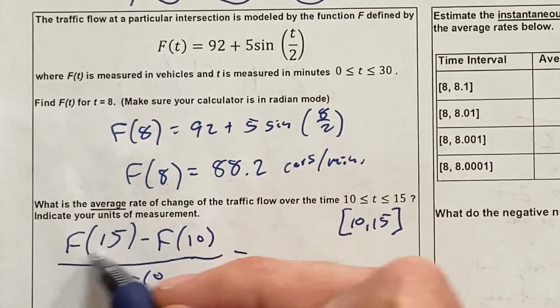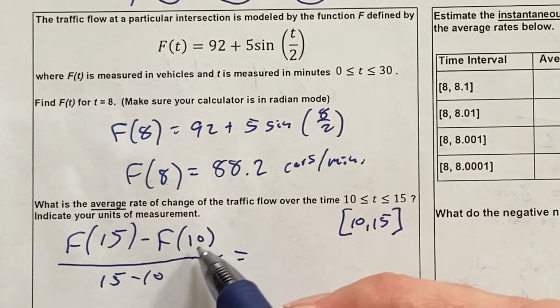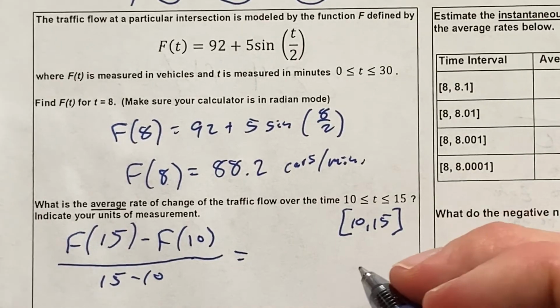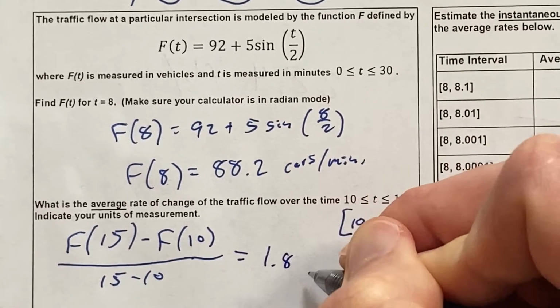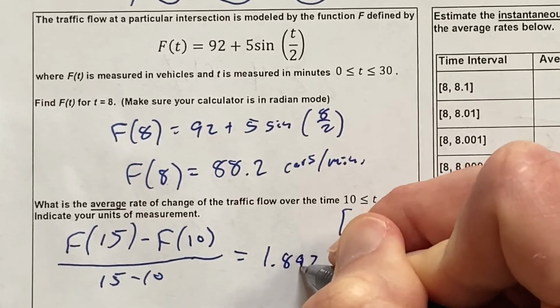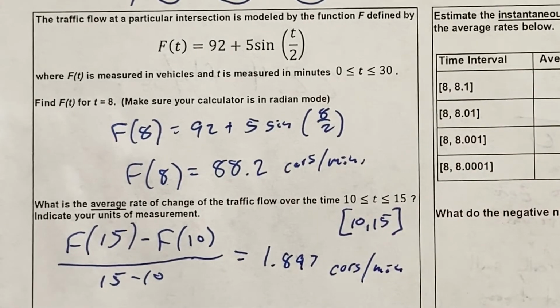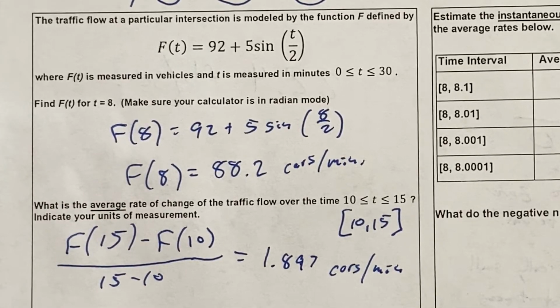And, you know, f of 15, you'd punch that in, minus f of 10, punch that in, subtract them all over 5, I guess. And you'd get 1.897 cars per minute. That's the average rate of change from 10 to 15 minutes. So 1.897 cars per minute. That sounds like so much fun. Let's look at the next one.